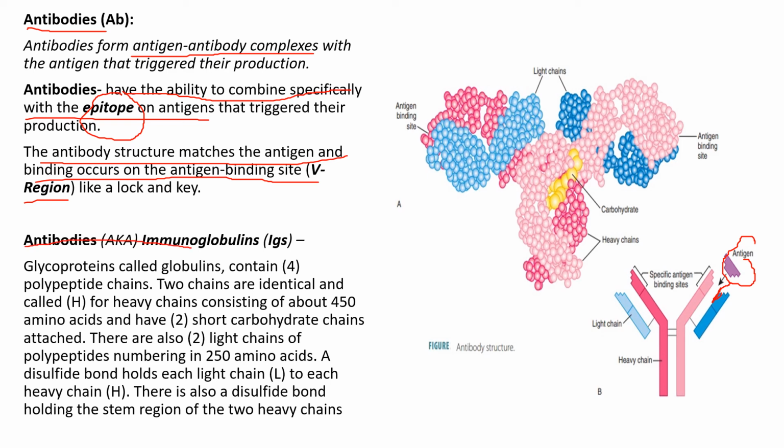So the antibodies, also known as immunoglobulins, abbreviated Igs, are glycoproteins called globulins that contain 4 polypeptide chains. 2 chains are identical and called H for heavy chains, consisting of about 450 amino acids. So if you look at the heavy chain here, there are going to be 2 of them, and each has about 450 amino acids. And then 2 short carbohydrate chains, and then it has 2 light chains of amino acids. So you see the light chain right here, that would have 250 amino acids. And there are also disulfide bonds holding them together.